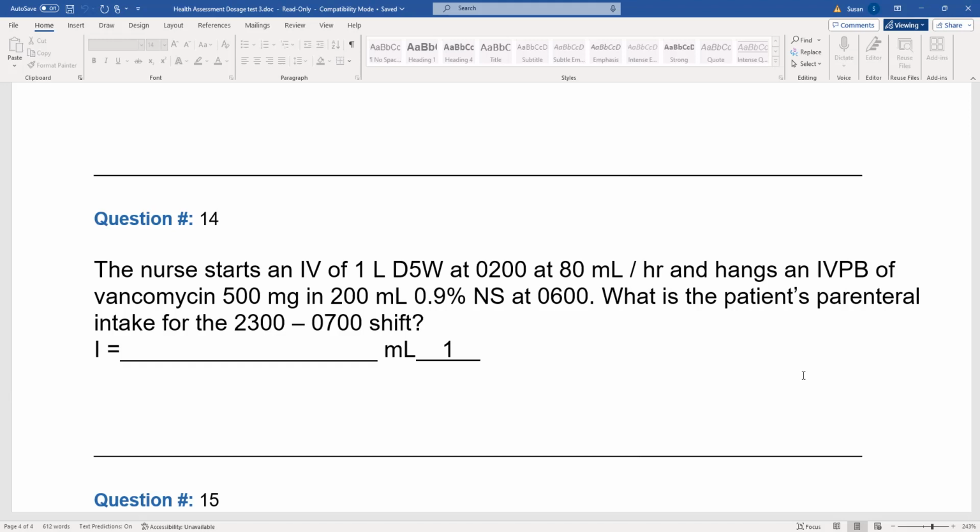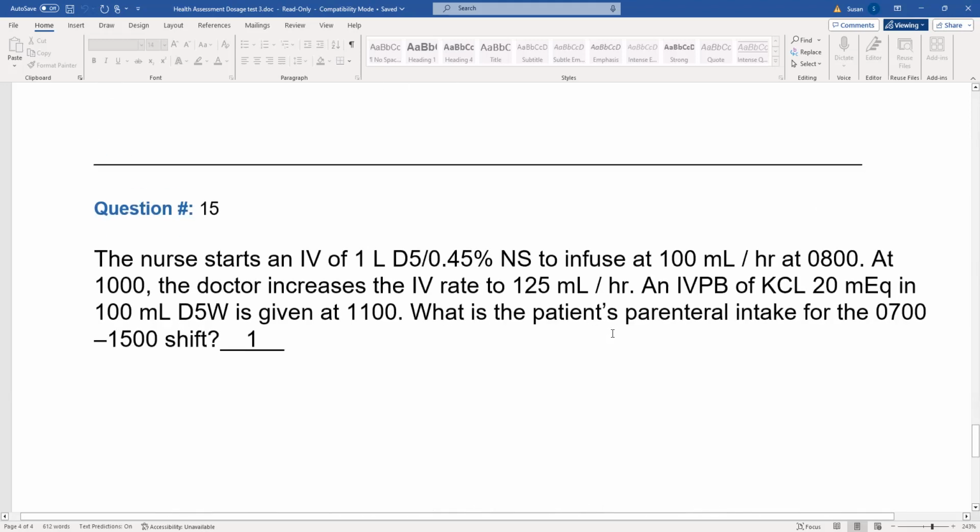And then you have the IV piggyback, and that was 200 mLs at 6 a.m. So that's usually going to go in as a one-time dose. So you would just add that 200 to the 400 you already have, which would give you 600 mLs for that total intake there. What you have to watch is when it says it runs on a separate line.